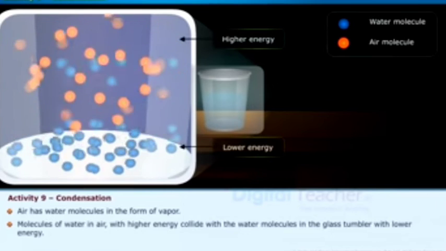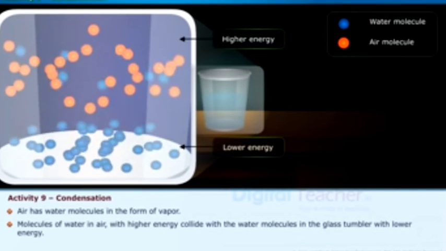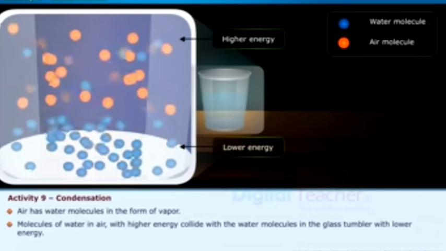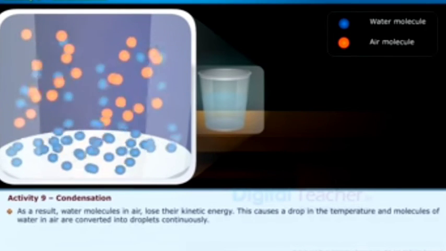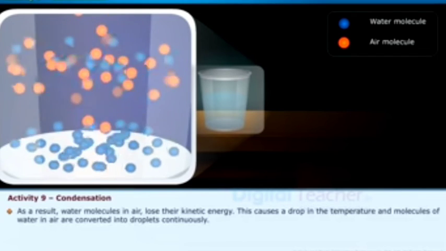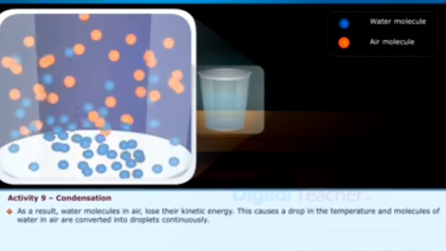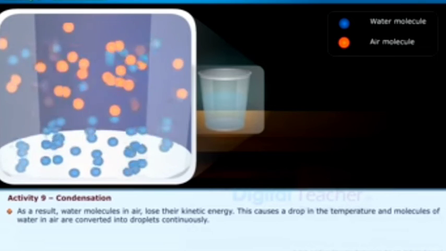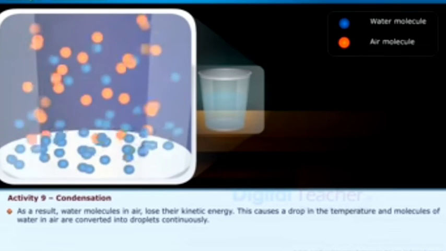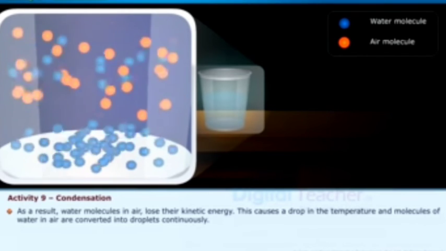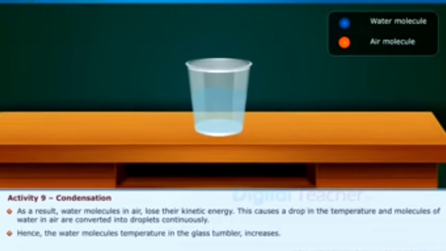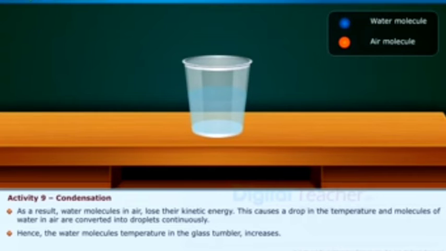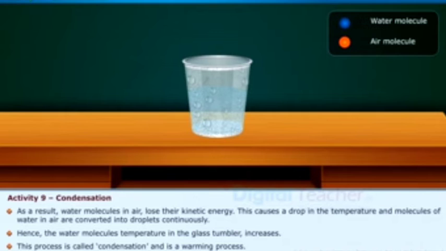Molecules of water in air with higher energy collide with the water molecules in the glass tumbler with lower energy. As a result, water molecules in air lose their kinetic energy. This causes a drop in the temperature and molecules of water in air are converted into droplets continuously. Hence, the water molecules' temperature in the glass tumbler increases. This process is called condensation and is a warming process.